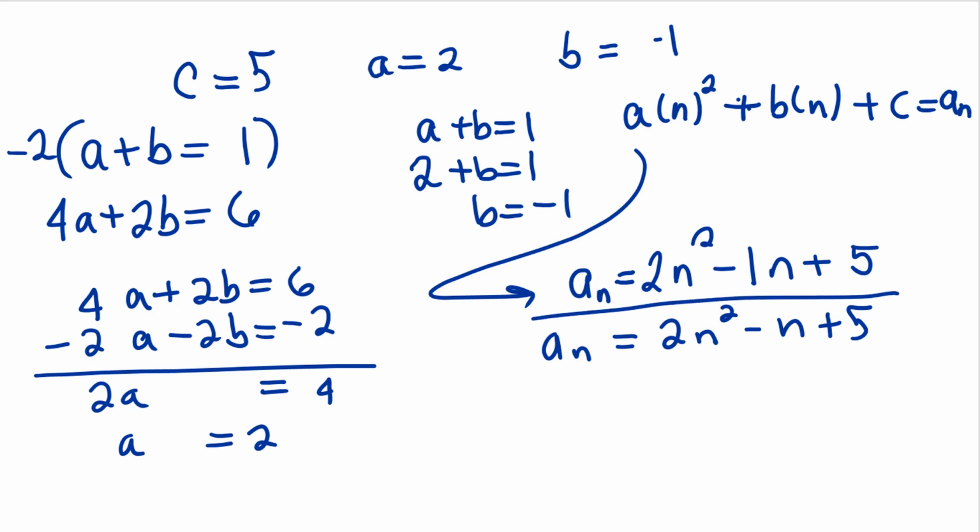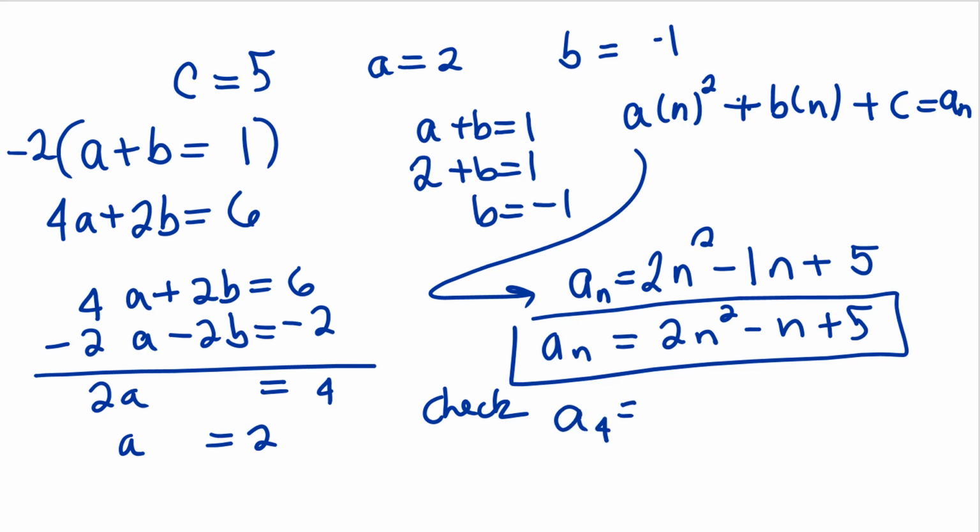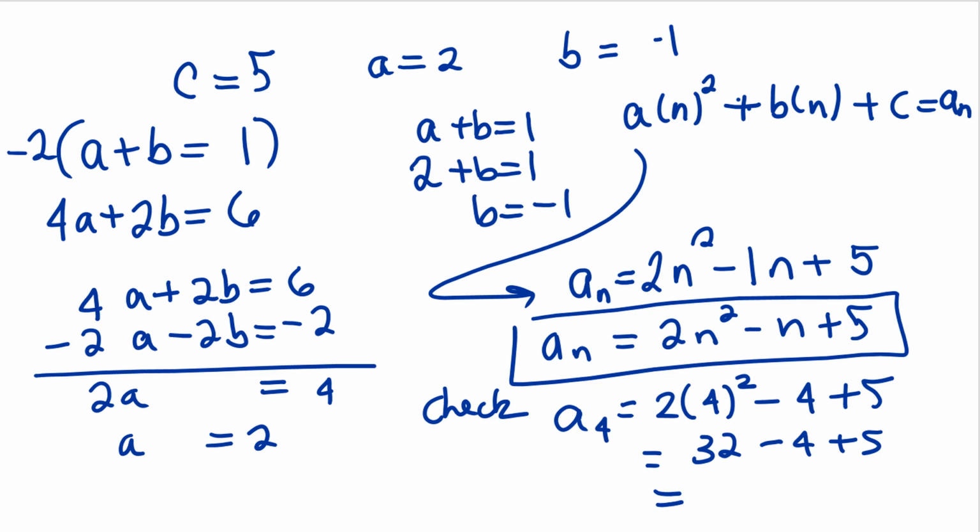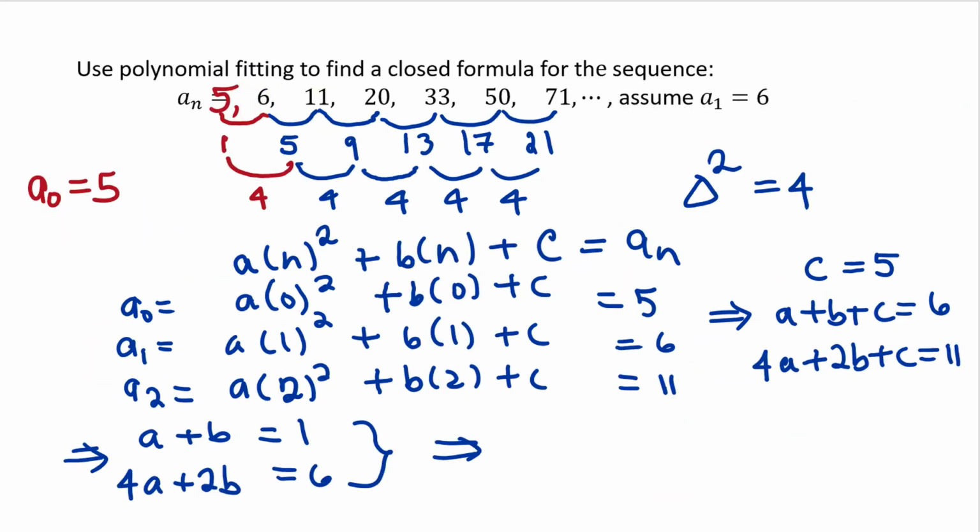Now we're close to done, but it's important to check, so let's pick a number. Let's look at the fourth term, a sub 4. Then I'll have 2 times 4 squared minus 4 plus 5. That gives me 2 times 16, that's 32, minus 4 plus 5, and that value ends up being 33. So let's go back and check what the original sequence is. The fourth term, 33. 1, 2, 3, 4. Yep, it checks.